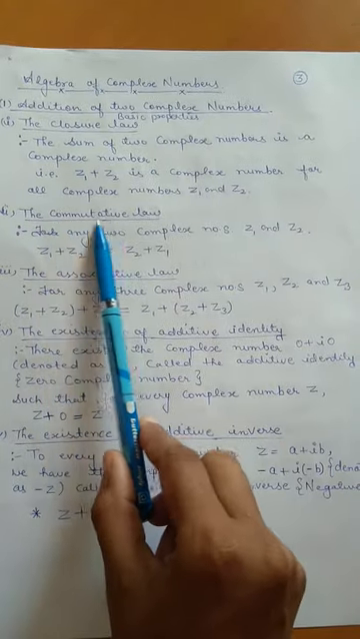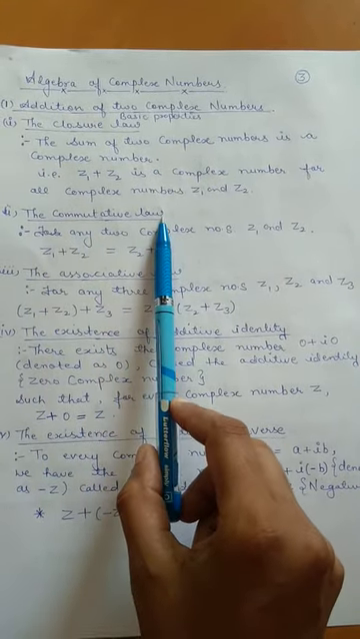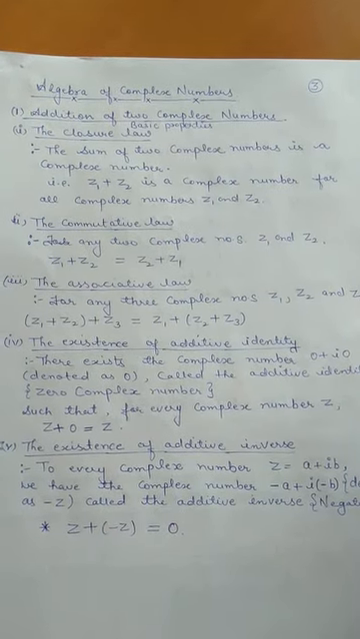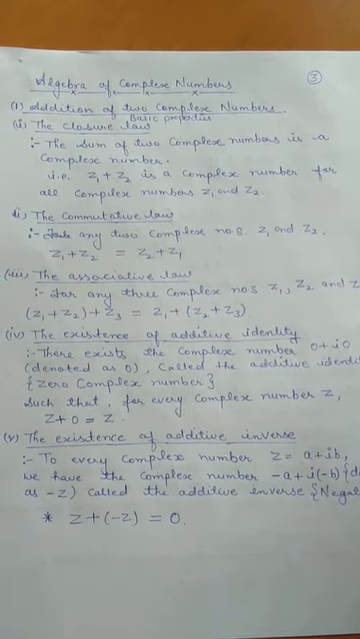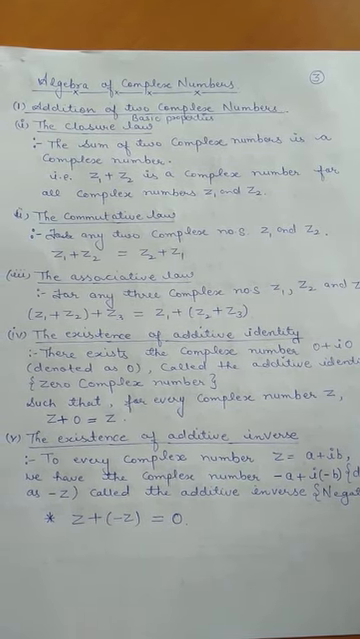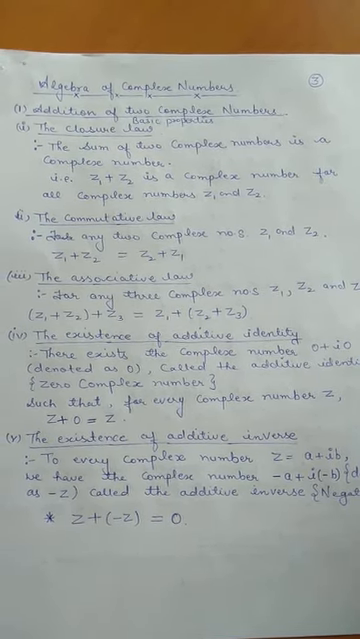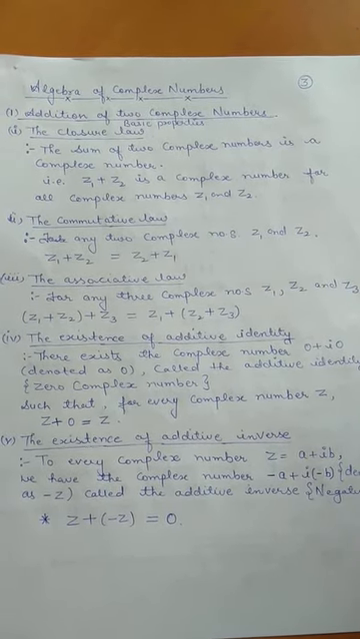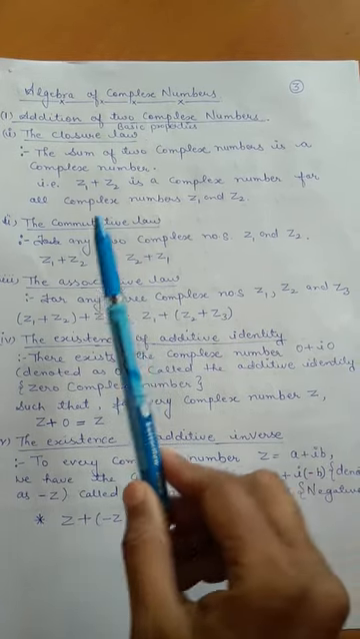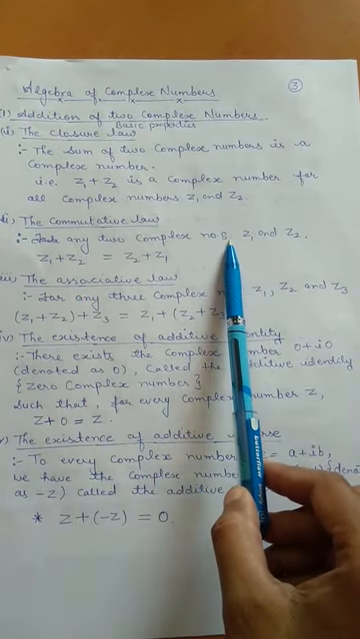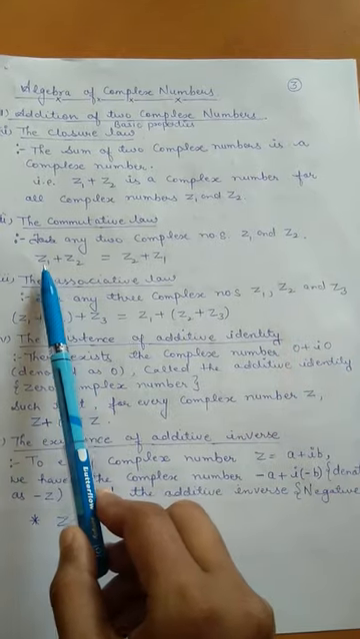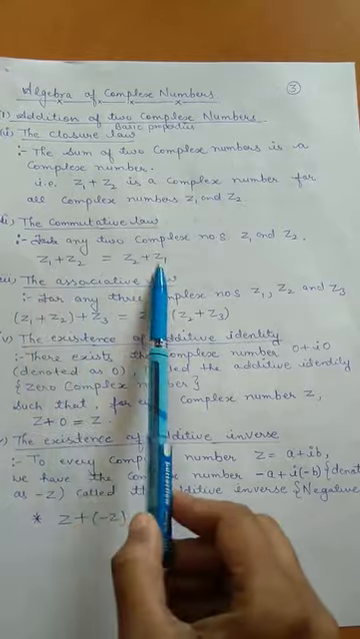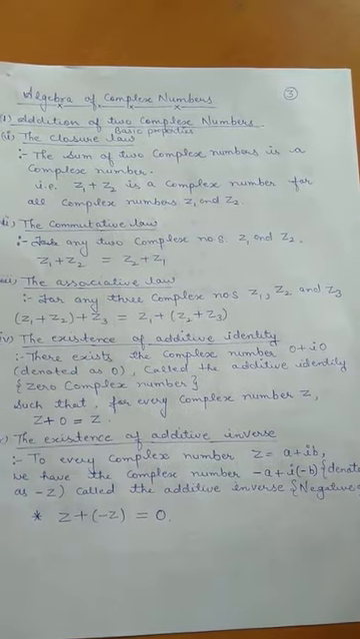Then is the commutative law, bache. As per this law, as you all know, position does not affect the answer. Either you do 2 plus 3 and get 5, or you do 3 plus 2 and you also get 5. So this property is also satisfied in case of complex numbers. So for any two complex numbers Z1 and Z2, Z1 plus Z2 is equal to Z2 plus Z1. We change the position, but we get the same answer.